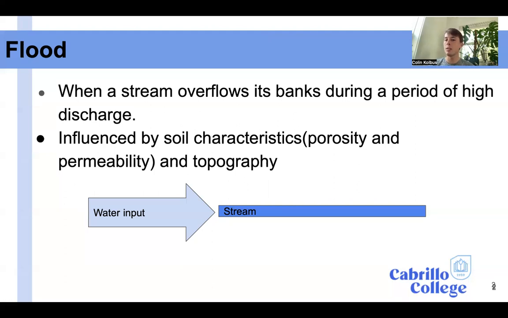And also the topography, that is the slope and shape of our surface elevation. Regions that are more valley-like are also going to be more prone to flooding.